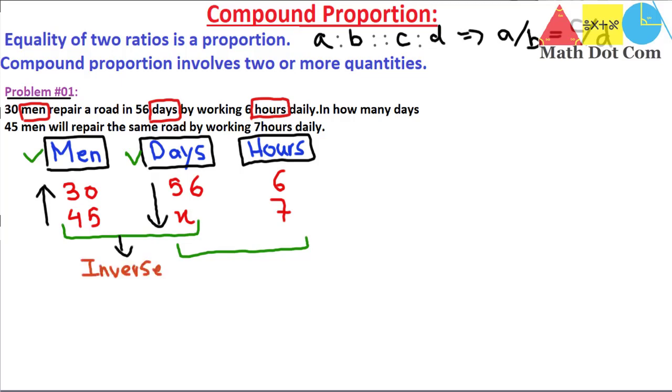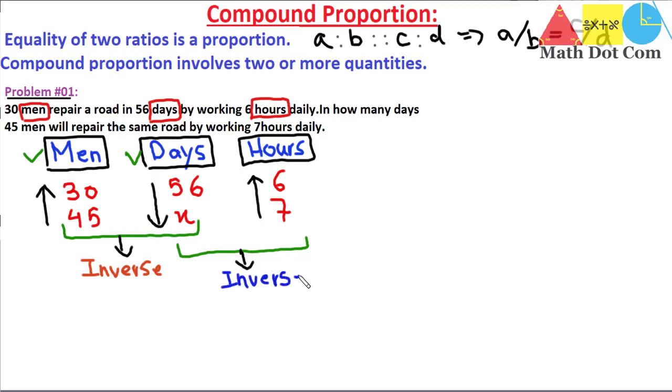Now let's see the relationship between days and hours. If we increase the number of hours per day, what will be the impact on the number of days? It's obvious that if we increase the working time per day by increasing the number of hours, fewer days will be required to complete the work. It means there exists an inverse relation between days and hours. So the arrow will be like this, opposite to the days, because there exists an inverse relationship. So it will also be inverse.